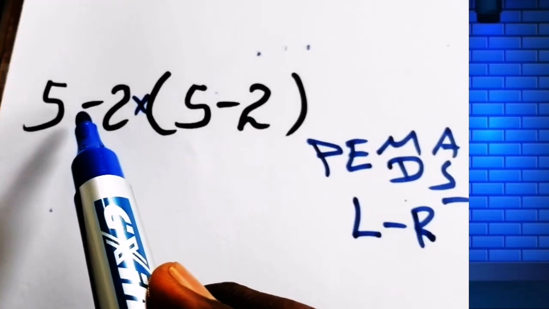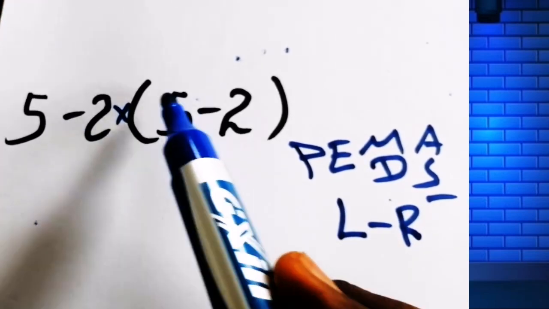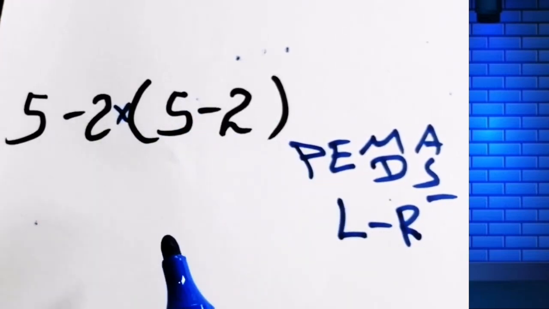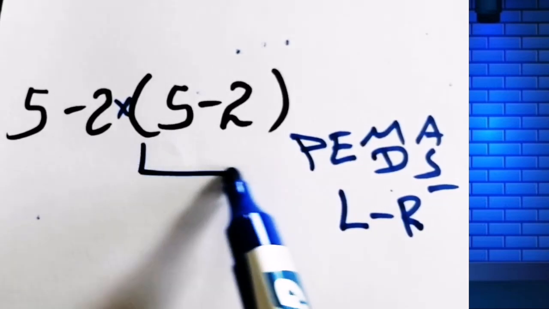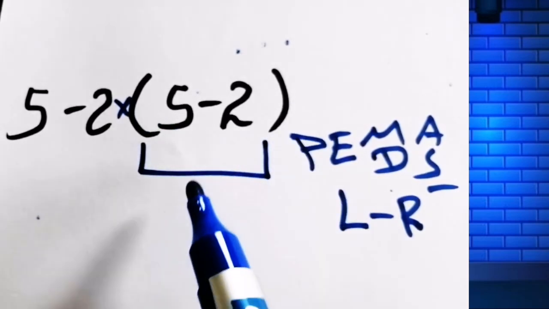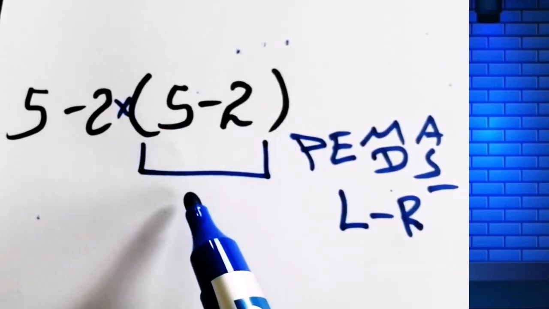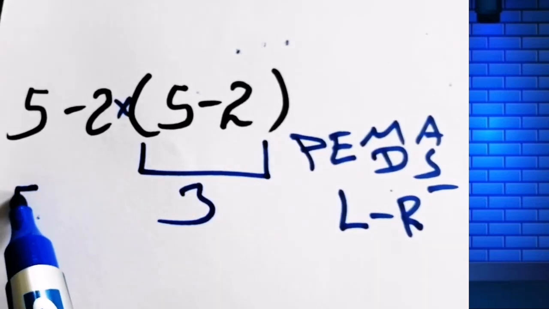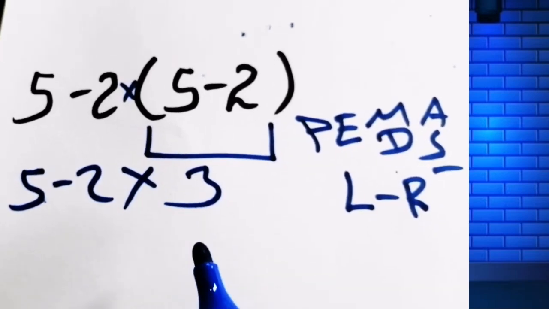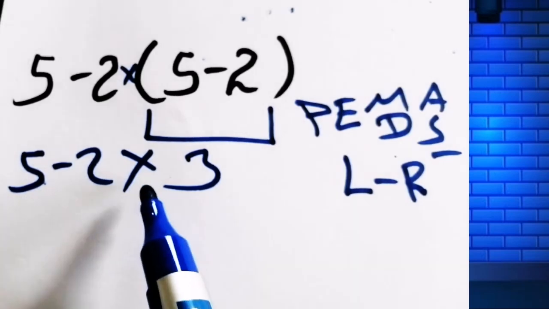If we do subtract first before this parenthesis or this multiplication, it is wrong. Therefore, according to PEMDAS, we need to do this parenthesis first, 5 minus 2, which equals 3. Then 5 minus 2 times 3. Here there is subtraction and multiplication.